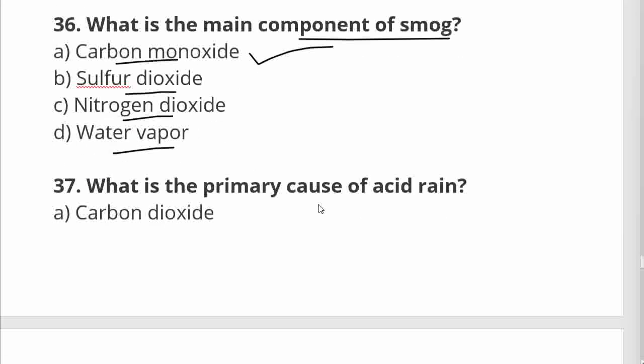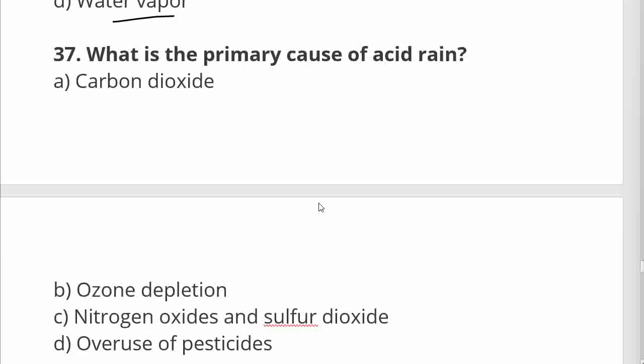Now the next question is, what is the primary cause of acid rain? Options are A. Carbon dioxide, option B. Ozone depletion, option C. Nitrogen oxide and sulfur dioxide, option D. Overuse of pesticides. Then the right answer is option C. Nitrogen oxides and sulfur dioxide. Nitrogen oxide and sulfur dioxide from industrial emissions combined with water vapor to form acid rain.